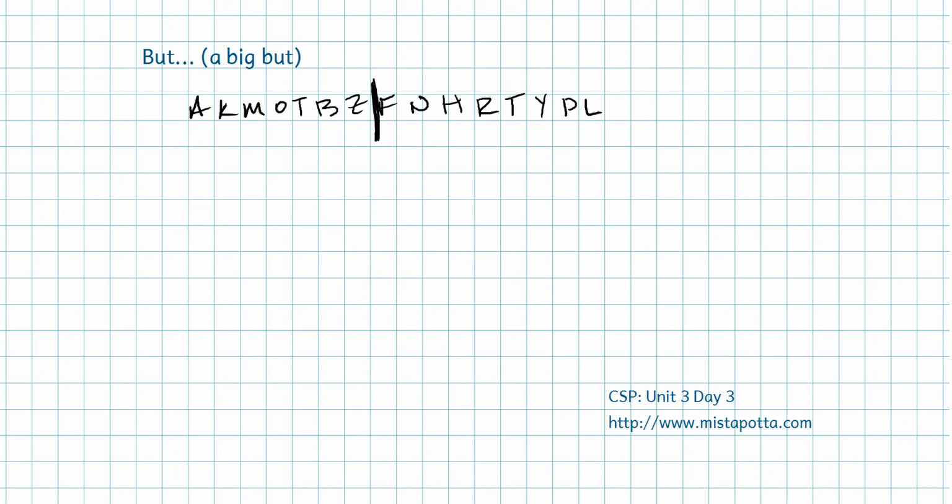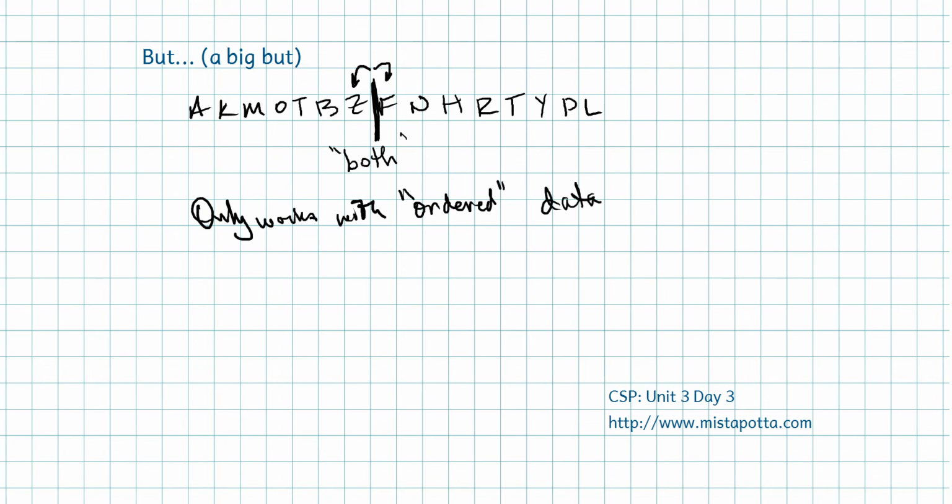So the question is, do I belong in the half with the Z or do I belong in the half with the F? Am I less than Z or am I bigger than F? Well, both. And that's a problem. So the big but here is that this only works with ordered data. Ordered data.